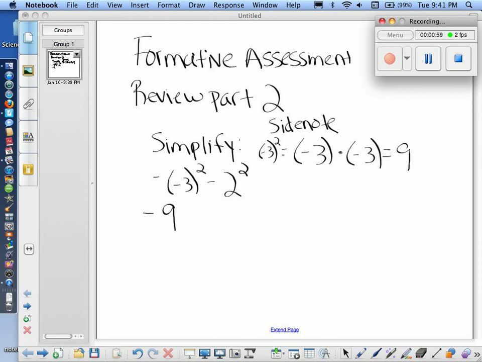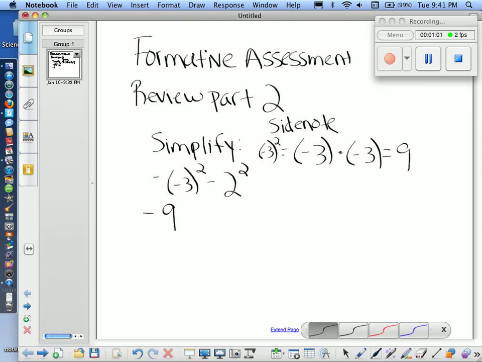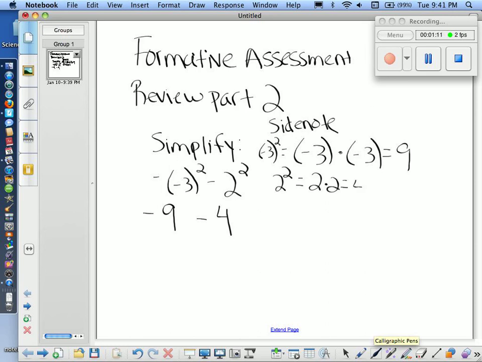So as we move along, we've got -2 squared. Well, 2 squared is 4. So let's make a little note of that. Okay, so that's where we got that 4 from. So last we just need to simplify. We've got -9 minus 4, which is -13.